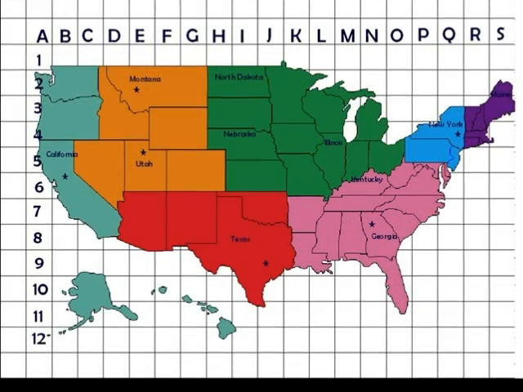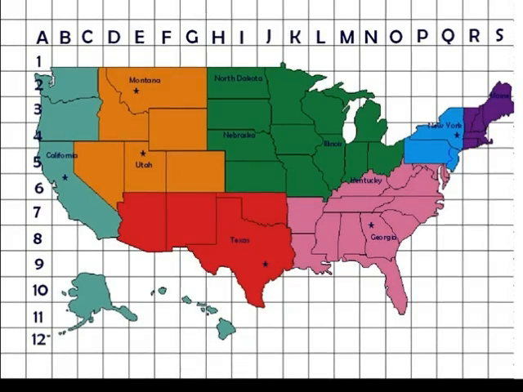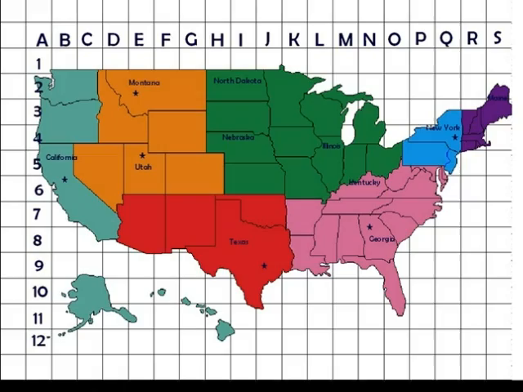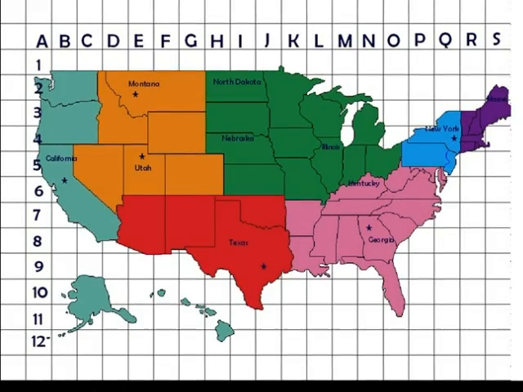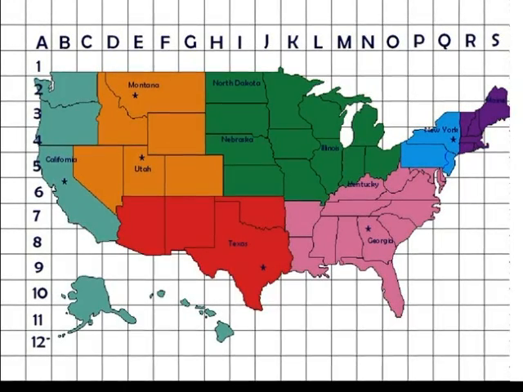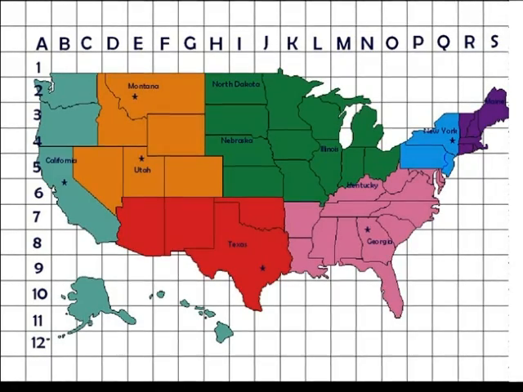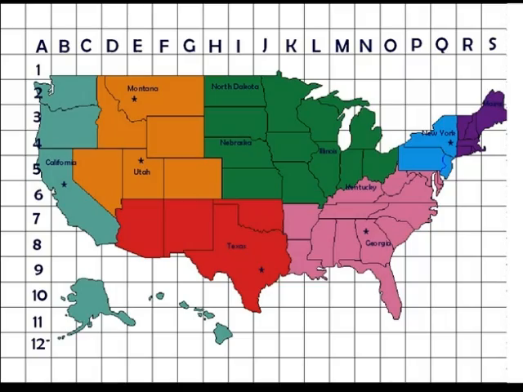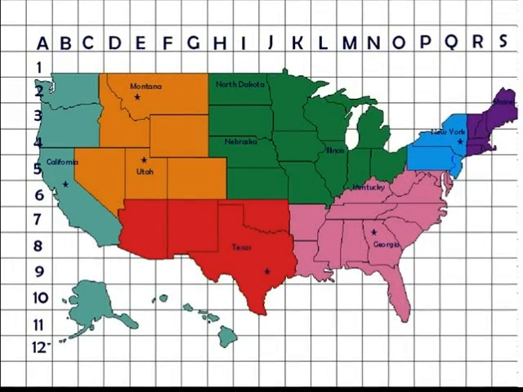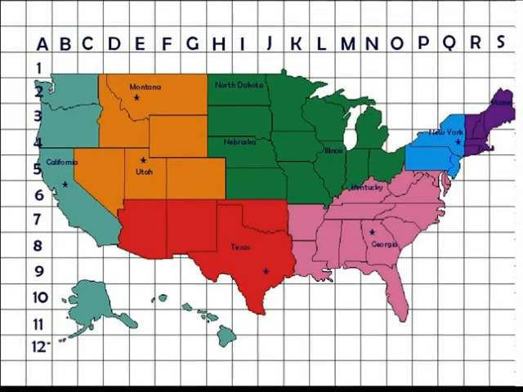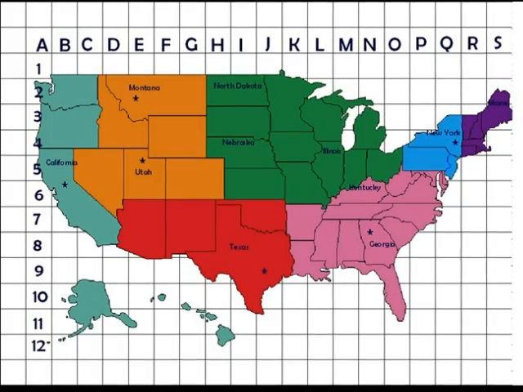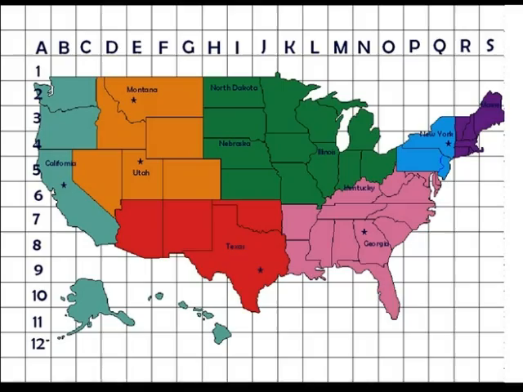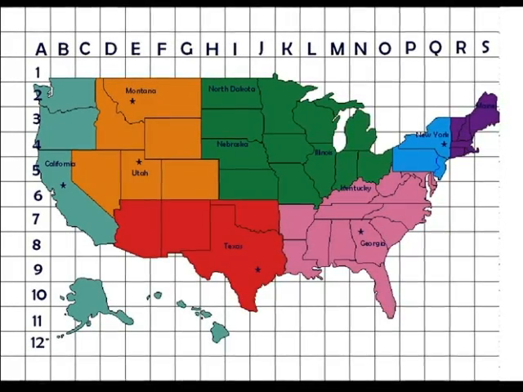Look for the star in New York. What are the coordinates? Go across the top. What letter is in the same column as the star? Q, right? Now move down the column of numbers. What number is in the same row? 4. So the coordinates for the capital of New York are Q4. Now stop the video so you have time to figure out the coordinates for the capitals of Texas, Utah, Montana, and California. Be sure to write them down so you can find the answers at the end of this video.